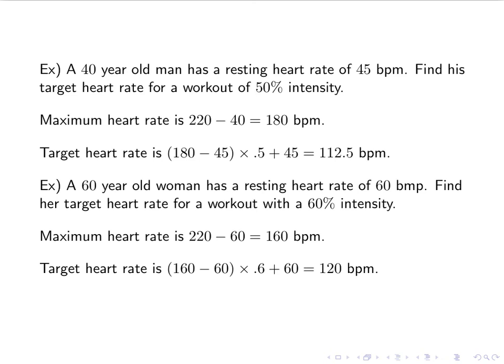So you won't have to memorize any of these equations, okay, because they're only on the homework. They're not going to be on the actual test.